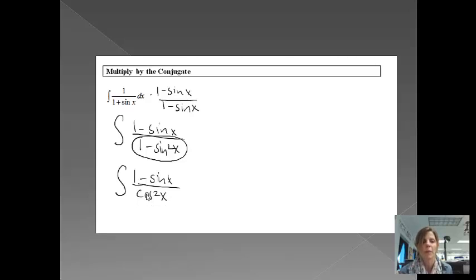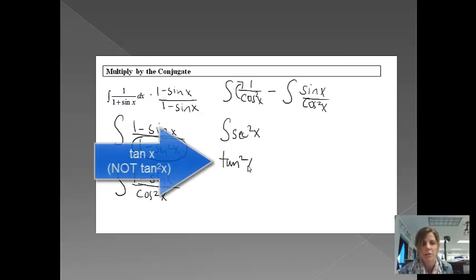And then from here, kind of stuck, so I do notice a minus up top, which means I can separate the numerator. So if I separate the numerator, I'm going to have the integral of 1 over cosine squared x minus the integral of sine x over cosine squared x. All right, so now I'm going to deal with this first one. I'm going to try to bring the 1 over cosine squared x up top. 1 over cosine squared is equal to secant squared, and now notice I do know the integral of secant squared. I know the integral of secant squared is equal to tangent x.